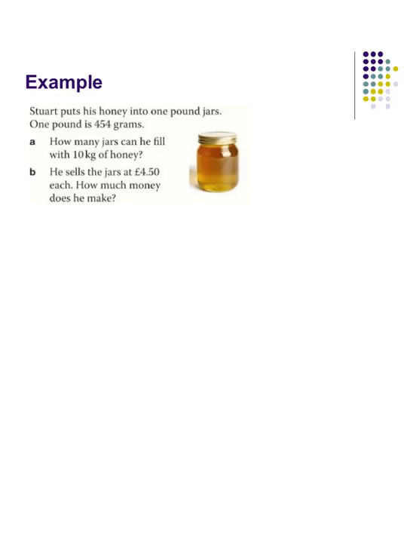Another quick question here as an example. Stuart puts his honey into 1 pound jars, and we're told that 1 pound is 454 grams. How many jars can he fill with 10 kilograms of honey? So 10 kilograms, we first make that conversion. 10 kilograms is 10,000 grams. So we know we're going to do a division, and we've got to make sure our units are the same.